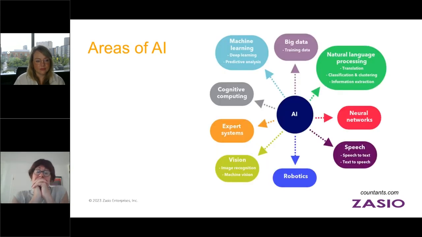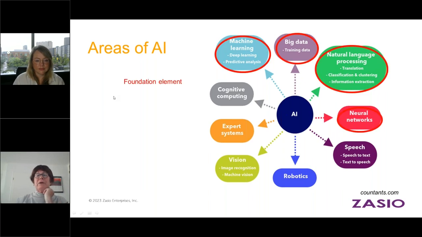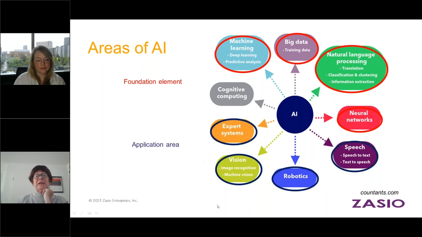So when we talk about artificial intelligence, we have various areas. We can more or less group the areas involved in what artificial intelligence is, so the components, into the foundation elements, and those are the ones we will be talking about mainly. Here is machine learning, big data, natural language processing, and neural networks. We then have the application areas: the expert systems that I mentioned, the ChatGPTs, speech to text, text to speech, robotics, vision. You already heard a few examples there from Rick.